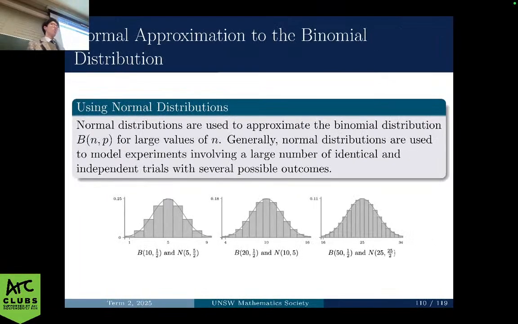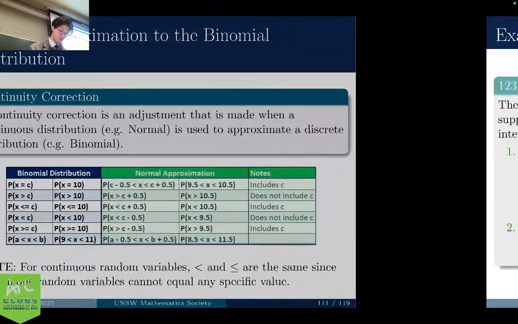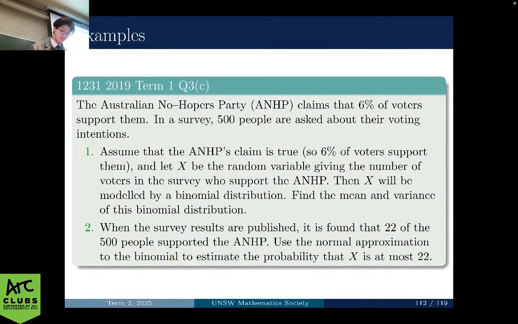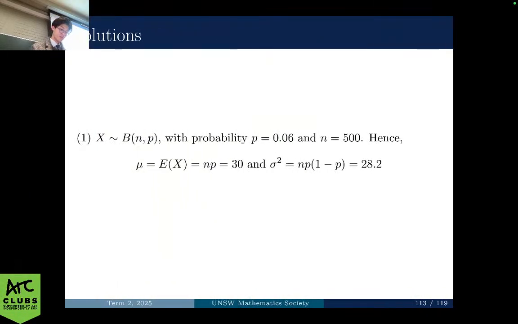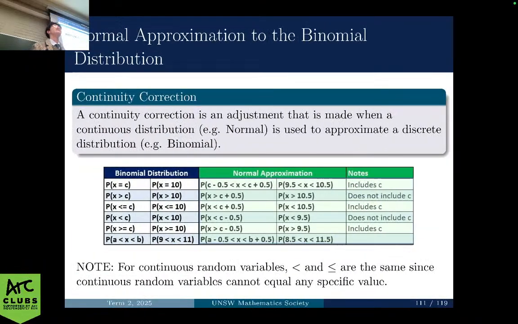We can also approximate binomial distributions with the normal. When we have a large enough number of trials in the binomial distribution, it will converge, due to something called the central limit theorem, which I won't go into, to a normal distribution. And so in certain questions, we use the normal to approximate the binomial. And that's it.